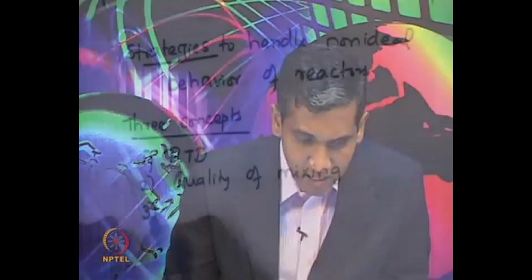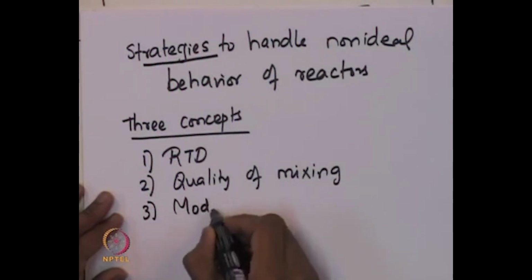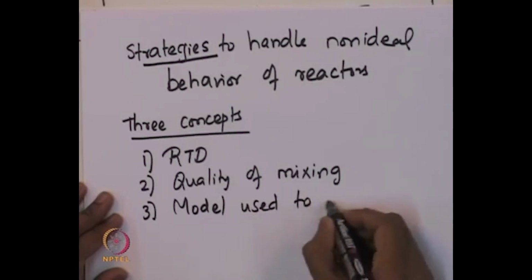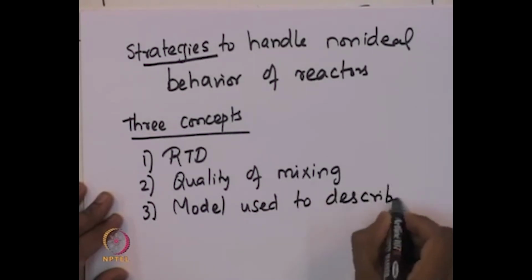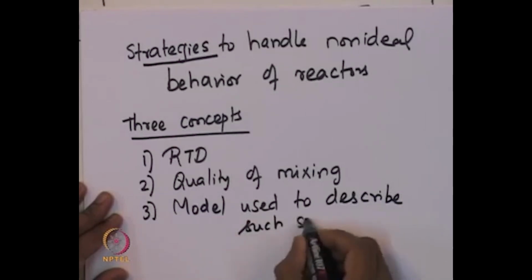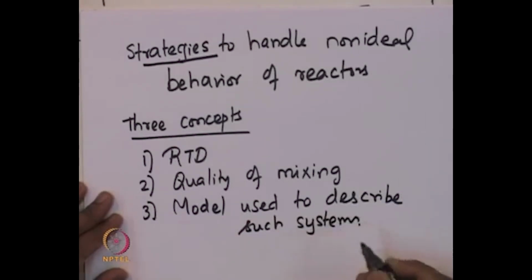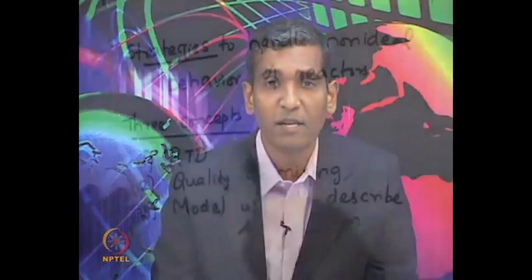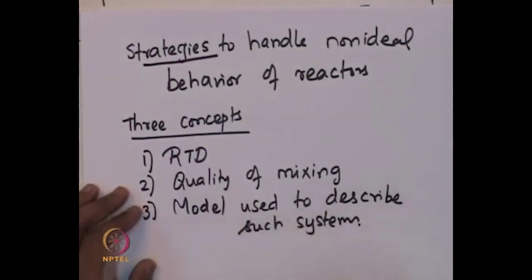And then the third aspect is basically to model, used to describe such systems. So, one needs to come up with ways by which one can actually model such kind of non-ideal behavior. And so, we are going to see what are the various ways by which we can actually characterize the non-ideal behavior using these three concepts, and several examples will actually be shown to explain each of these concepts.